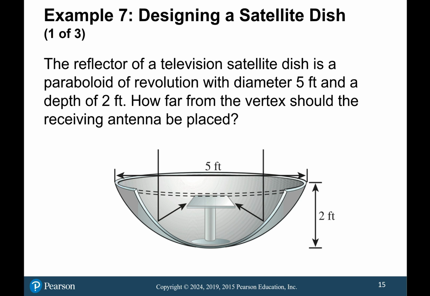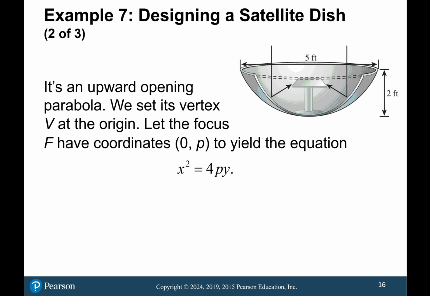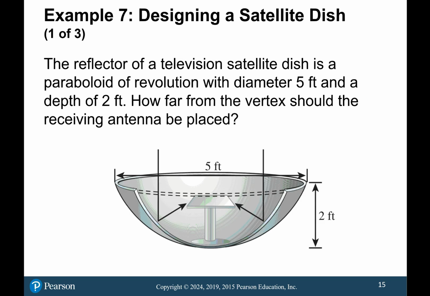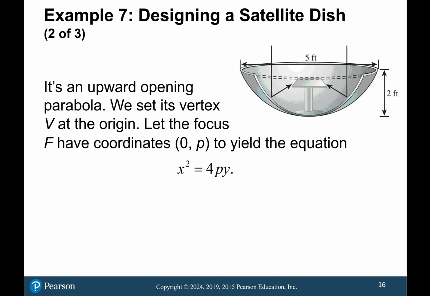So if you've got that picture in your mind, it's a parabola that opens upward. If we're trying to figure out how far from the vertex we need to put that receiving antenna, let's make this easy on ourselves. Let's put the vertex at the origin of a coordinate system. So the focus F has to have coordinates (0, p). Again, vertex at (0, 0). We're using the much simpler version of the equation of a parabola: x squared is equal to 4py.